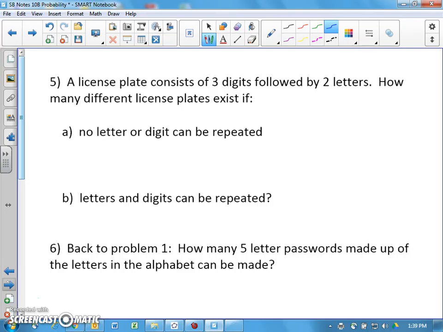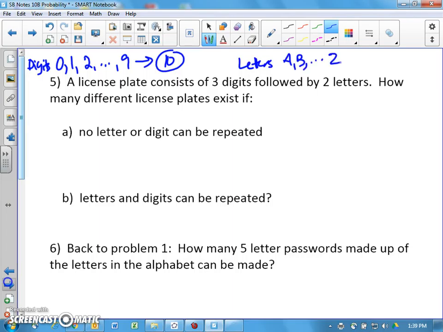A license plate consists of 3 digits followed by 2 letters. So let's stop and think about what that means. Digits can be 0, 1, 2, all the way up to 9. These are your digits. So if you count those, this would be a total of 10 options. Letters, we're talking about the alphabet, so A, B, etc. up to Z, and there would be 26 of those.